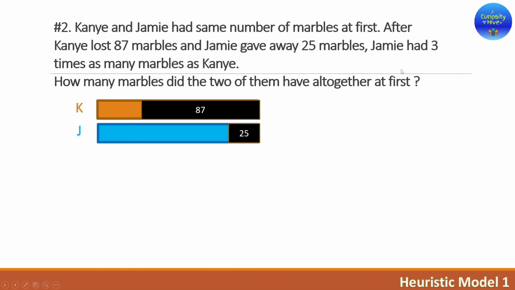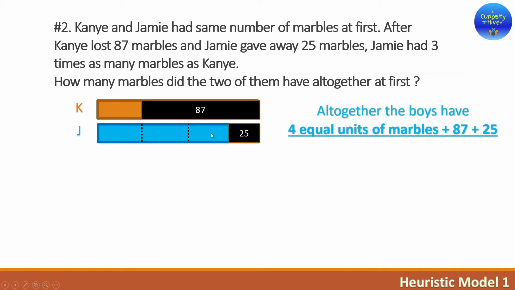What happens is Jamie has 3 times as many marbles as Kanye. That means this portion of Kanye fits into Jamie's block 3 times exactly. So, we need to find how many marbles the two of them had altogether at first. Now, altogether, that means the sum of both the blocks is nothing but 4 equal units plus 87 plus 25. So, this is going to give us our ultimate answer.